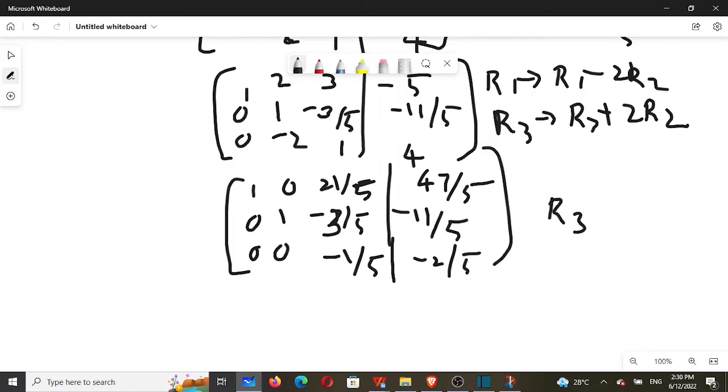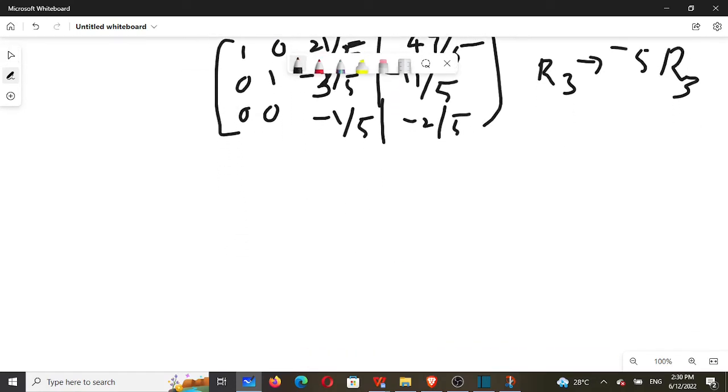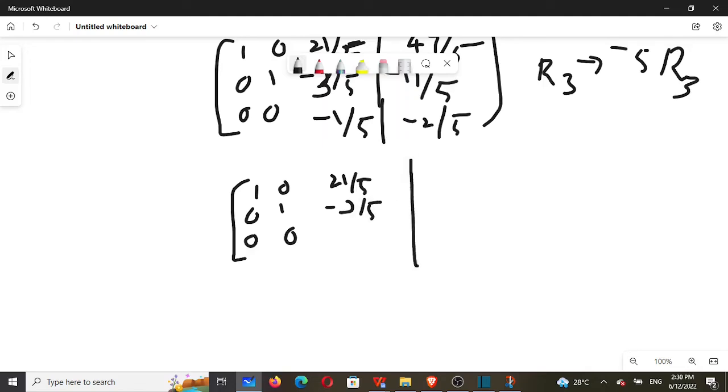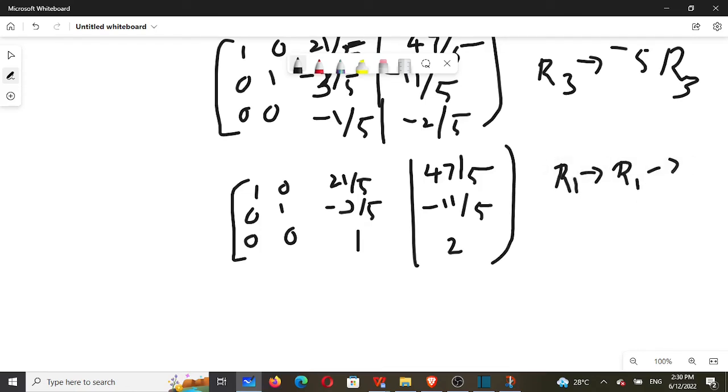Now we have to change R3 into minus 5 R3. So R1 and R2 do not change. So this is 1 0 0, 0 1 0, 21 by 5, minus 3 by 5, 47 by 5, minus 11 by 5, and when we multiply with minus 5 this becomes 1 and this becomes 2. Now R1 changes to R1 minus 21 by 5 R3 and R2 changes to R2 plus 3 by 5 R3.